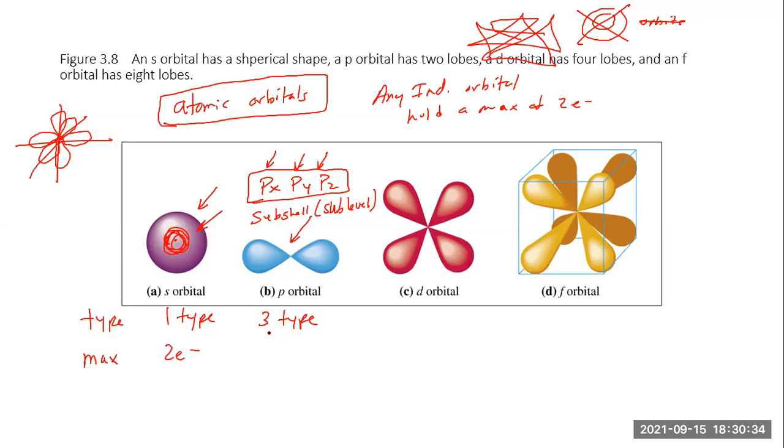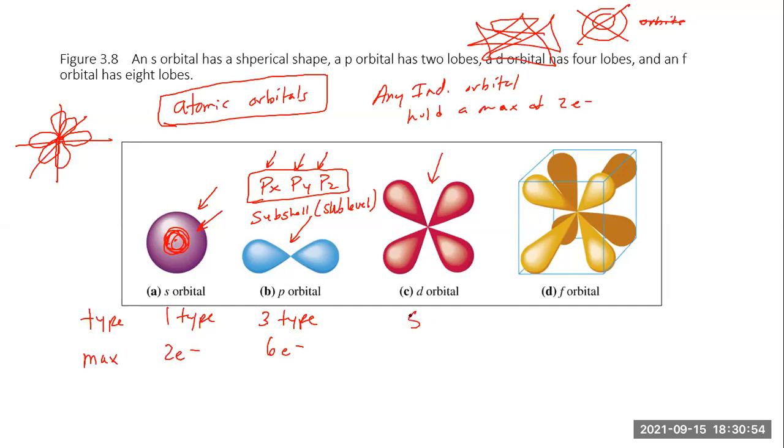And since there's 3 individual p orbitals, each one could hold 2. 2 times 3 is 6 electrons maximum if you filled up all of the p orbitals with electrons. Now, d orbitals, as you can see, have a slightly different shape. Kind of looks like 2 p orbitals put together.